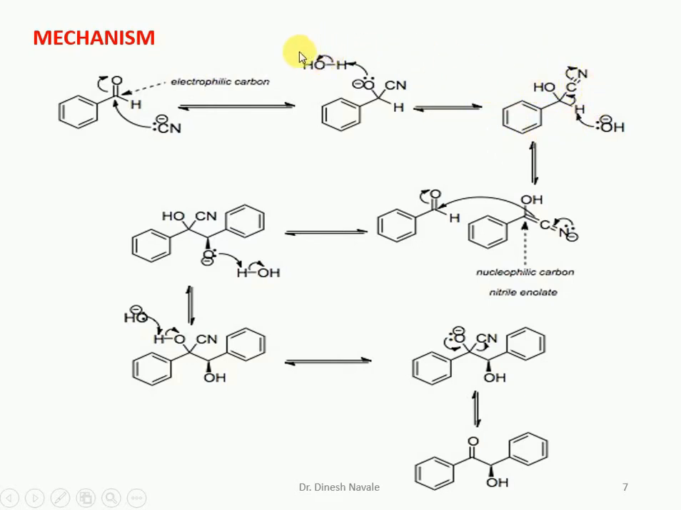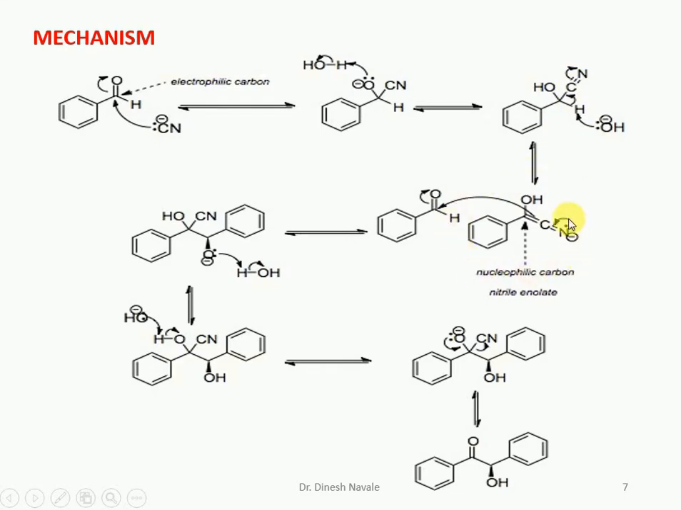Again, the hydroxide ion which is lost in this step will abstract the proton of this cyanohydrin intermediate, giving the loss of water, and we get the formation of a nitrile enolate type of intermediate.